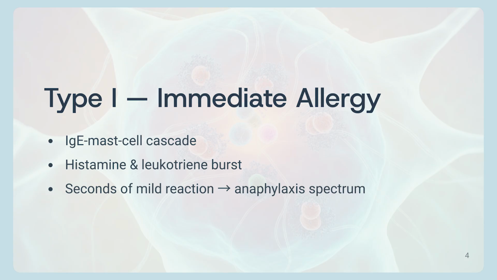Your body responds by making IgE antibodies, which bind to mast cells. So these mast cells then release chemical mediators such as histamines and leukotrienes, and that immediately triggers symptoms. And these symptoms can range from mild symptoms that can resolve in seconds or minutes, like sneezing or itching, all the way to severe life-threatening reactions such as an anaphylactic shock.